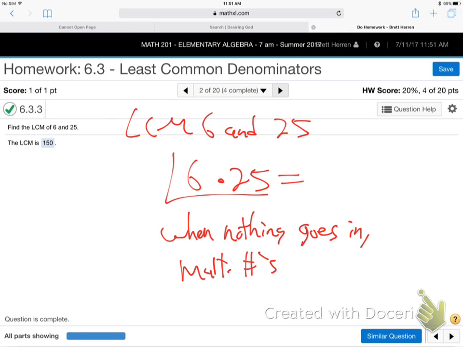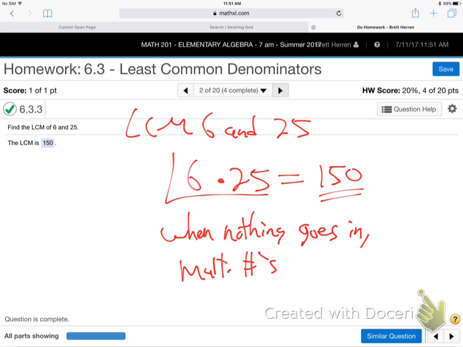So 6 times 25, 6 quarters. How much money is 6 quarters? $1.50. Yeah, 6 times 25 is 150. That's our answer. That's the LCM. That's the number that 6 and 25 both go evenly into. Only if nothing divides in, then you just multiply them. Yeah, that's right.